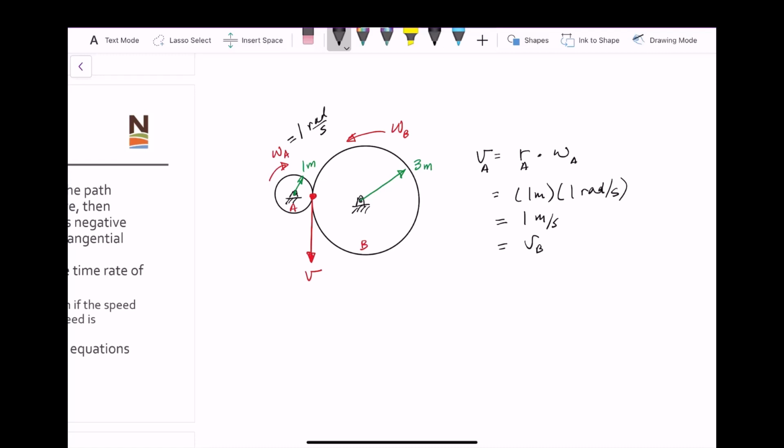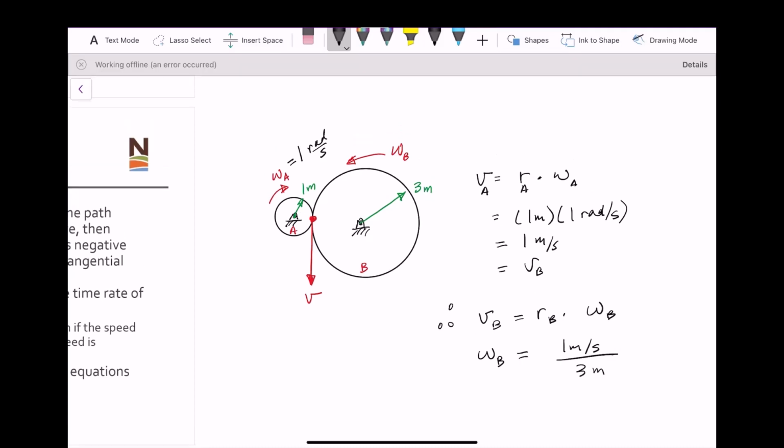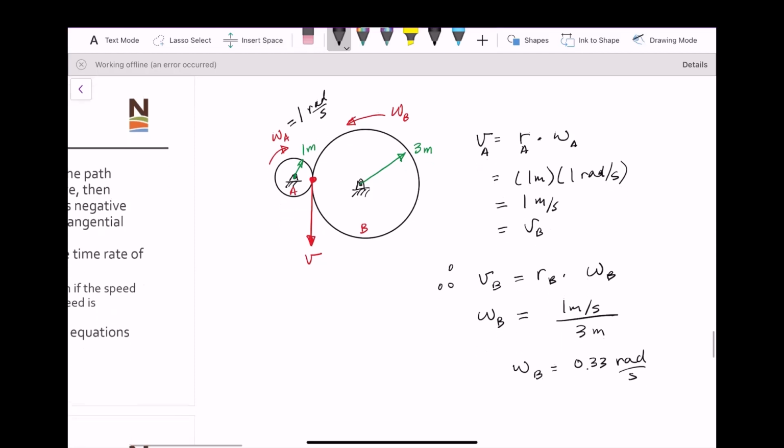If that's true, then based on this, we can then determine the angular velocity of B. Even if that wasn't originally given, that's okay, because we know that VA has to equal VB. That means then that we can rewrite this. VB is equal to RB times omega B, and we would just rearrange to solve for omega B. So that would be 1 meter per second over the radius, which is 3 meters, and therefore omega B is equal to 0.33 rad per second.